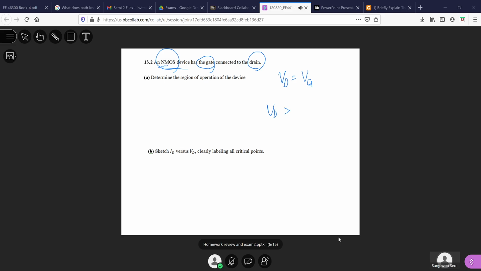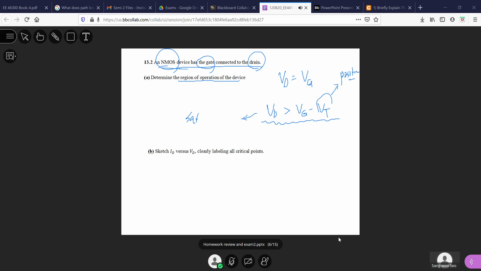Drain voltage minus VT, we have this condition. The reason is, in the NMOS case, VT is positive. So this configuration, when you connect the gate to the drain, always satisfies this relationship. So this relationship tells us that the region of operation of this device is going to be saturation. That is the first point.